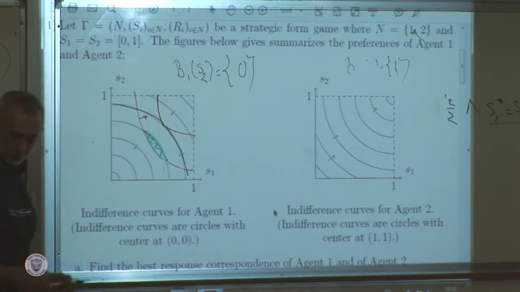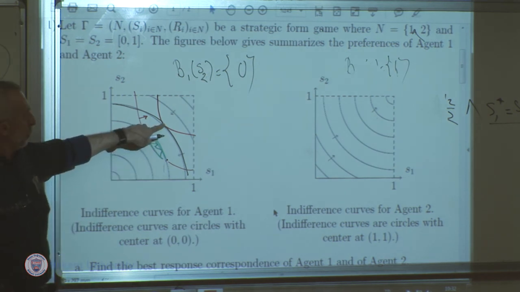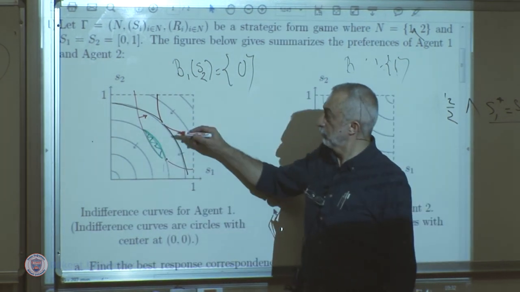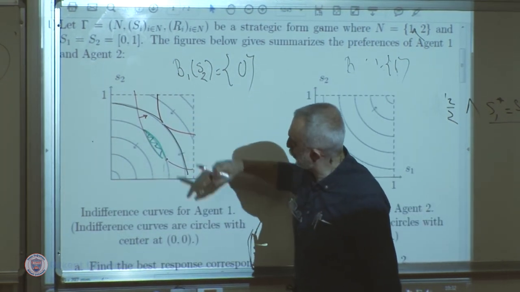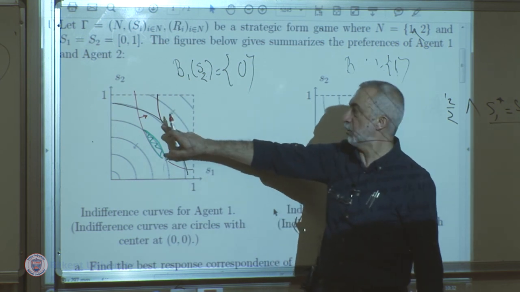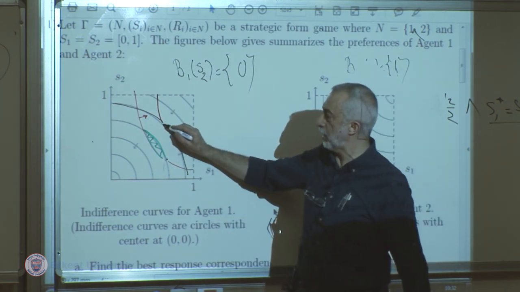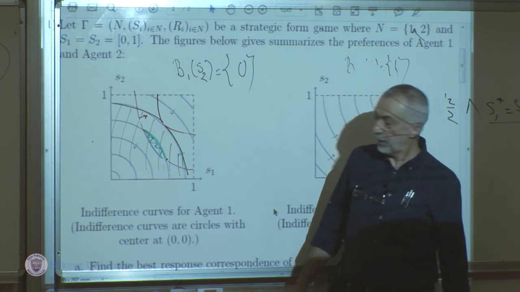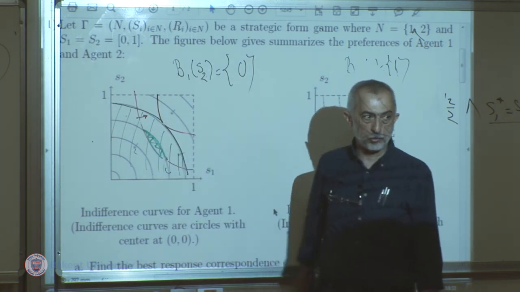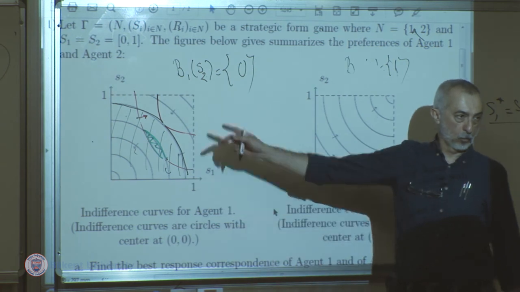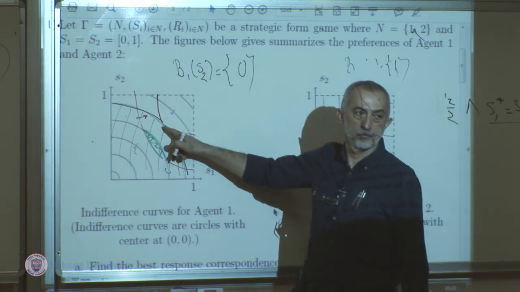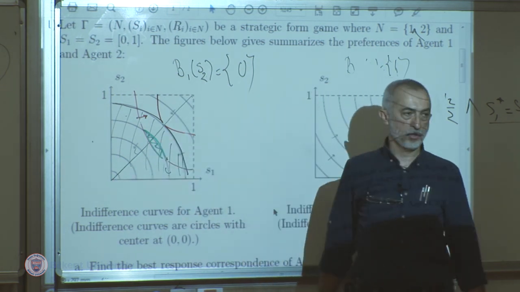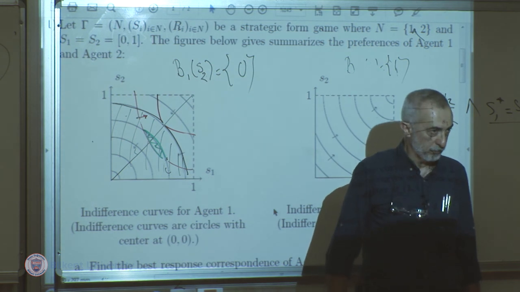For anything to Pareto dominate this point, it should make agent 1 at least as good as he was here. So to make agent 1 at least as good as he was here, we should pick a strategy profile in this region. But if we pick any strategy profile in this region, agent 2 becomes worse off. And this point is Pareto efficient. Actually, anything on the 45-degree line is Pareto efficient.